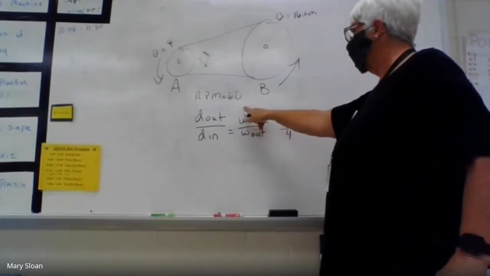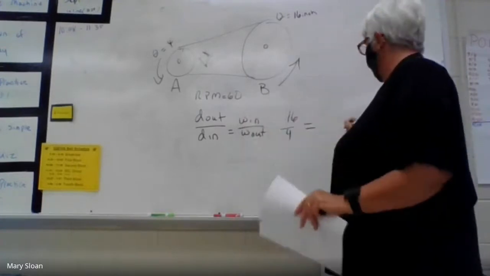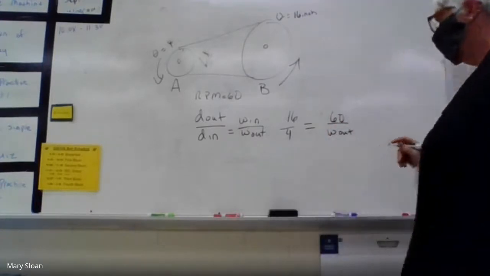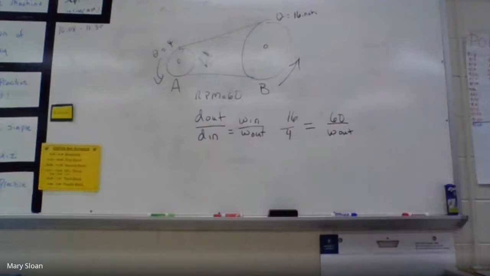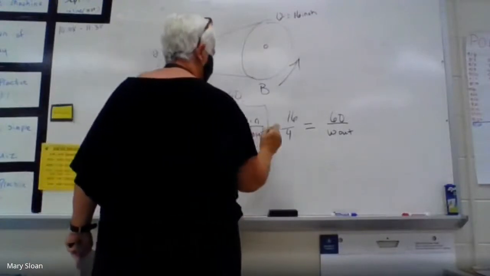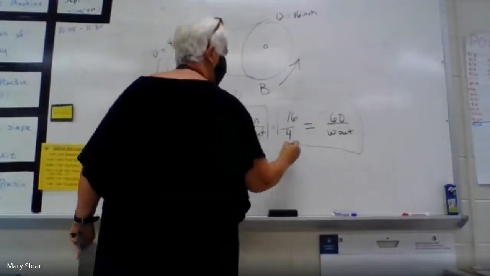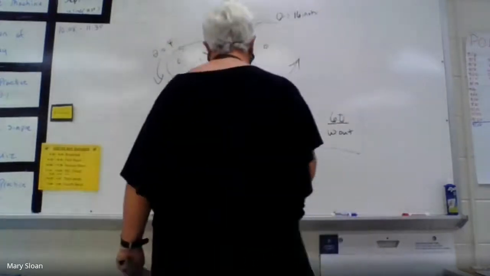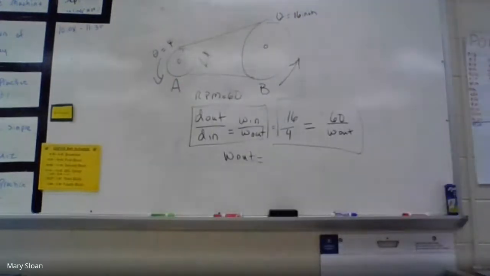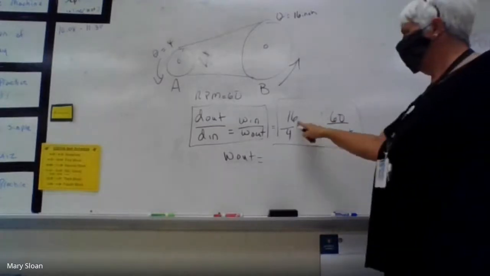RPMs, right? So where's RPMs? Does it go on the top or the bottom? It goes on the top. And we need to find W out. All right, so how do we do that? If this here is our equation, this here is what we have that we know, what can you do to find W out? Because that's what we're looking for. Well, can I multiply these two and divide by that?